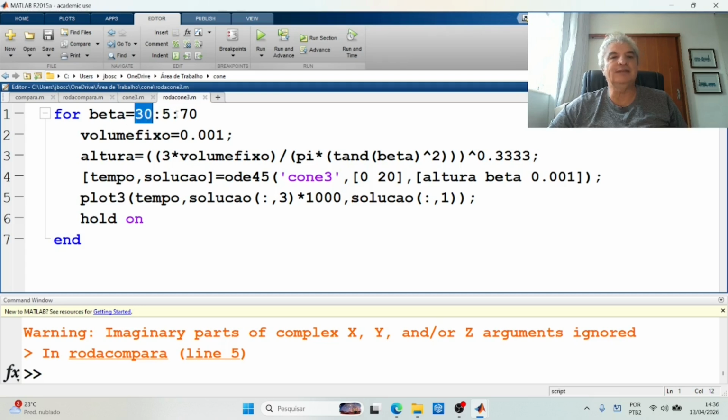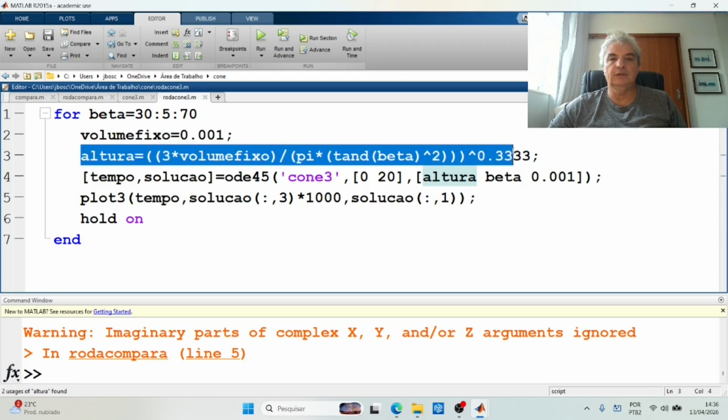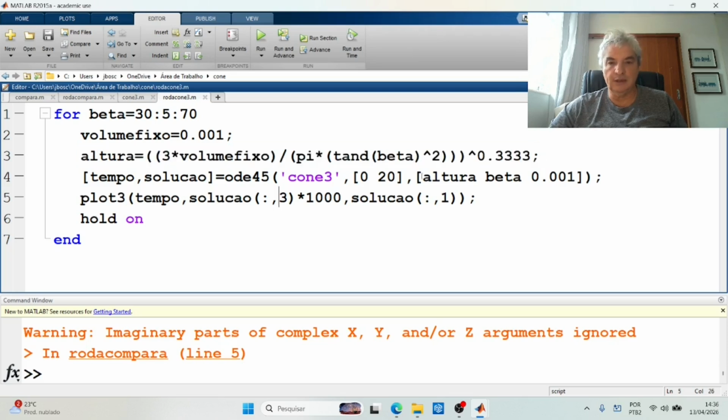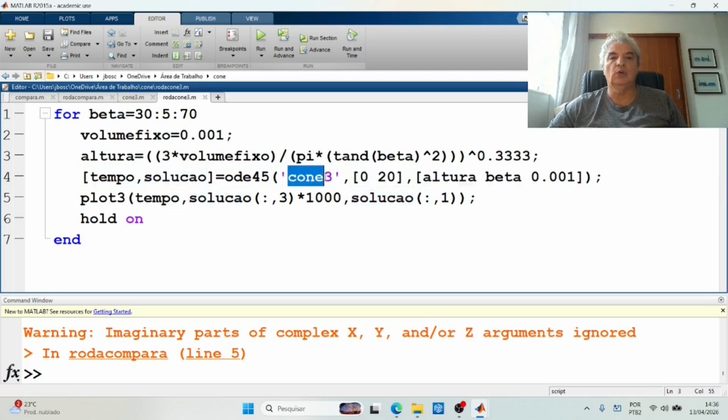Now, to run this, we will vary the angle beta from 30 to 70, for a fixed volume of 1 liter in international system units, 1 times 10 to the -3. The height is here. Due to this fixed volume, you just have to plug into the cone volume equation. We have the height, and it varies because beta varies from 30 to 70 here. Then we will solve by the Runge-Kutta method.